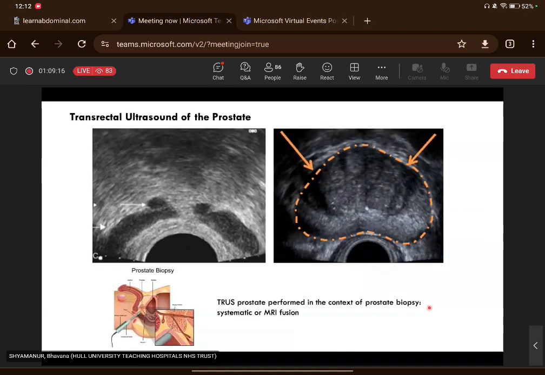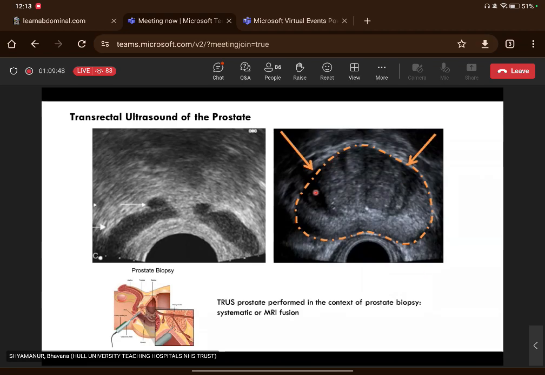This is transrectal ultrasound of the prostate. That's another way to image the prostate, and it's more or less done in the context of prostate biopsy. Patients might either have systematic biopsy, where cores are taken quite structurally from lots of different segments of the prostate, or they might have a fusion biopsy, where a particular lesion that's seen on MR is targeted and fused with the ultrasound images to make sure that it's sampled.